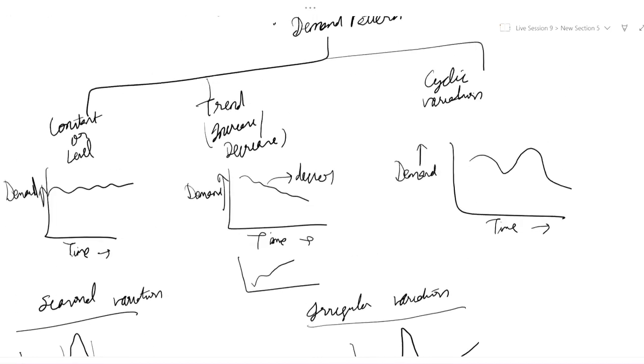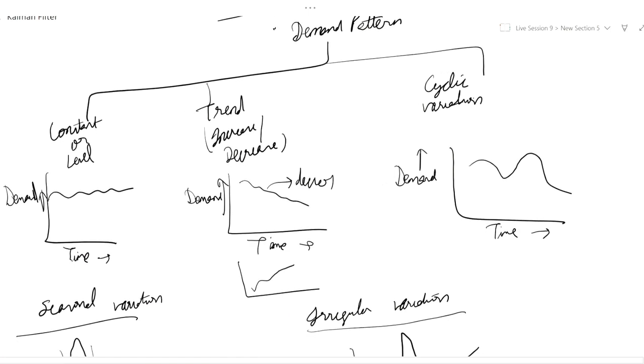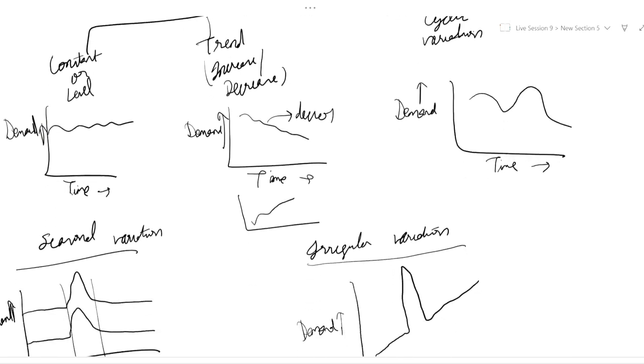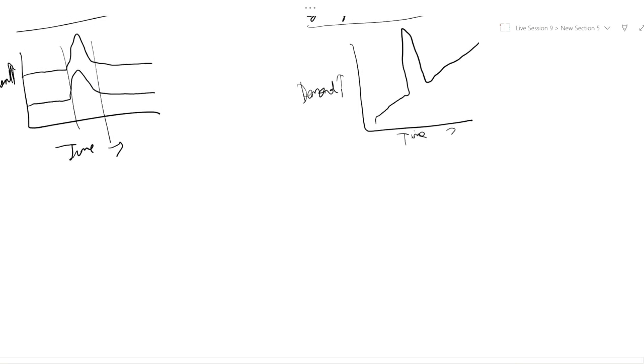Okay, this is the demand. Now this is the constant time series model. Now when we go for the constant, as we discussed, the quantitative technique had the time series model and the causal method. Now the other method, constant or level demand model.